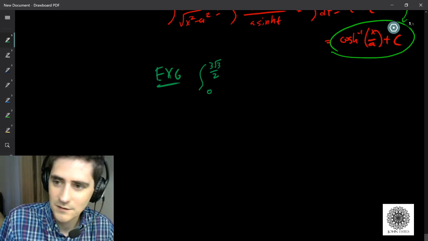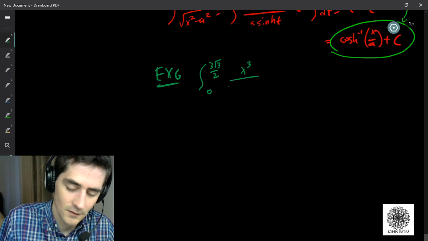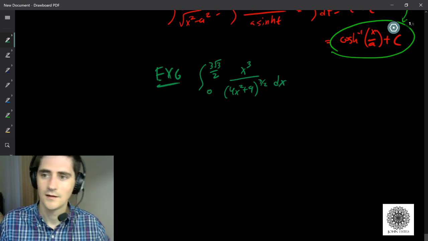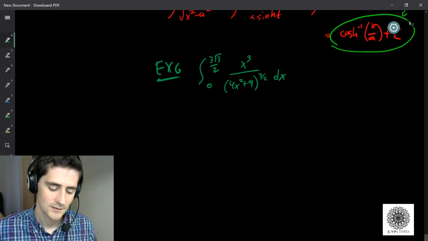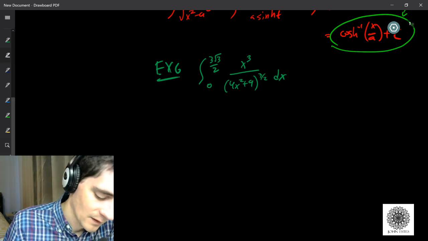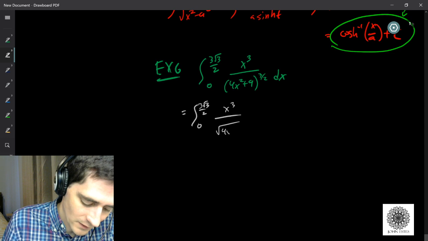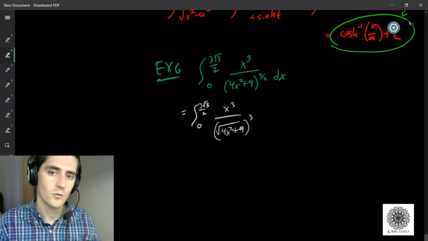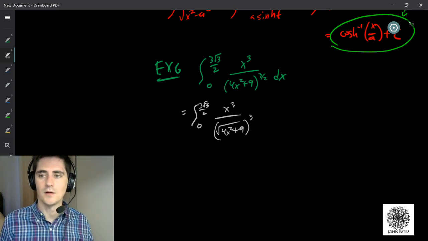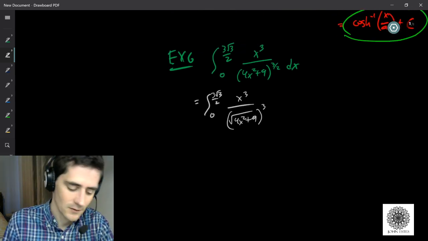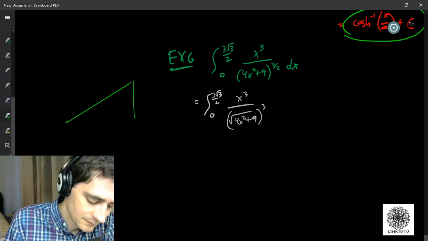And we have the expression x cubed over (4x squared plus 9) to the 3/2 power dx. This looks really tough. Okay, so what you have to remember is that the 3/2 power is the same thing as saying, from 0 to 3 root 3 over 2, x cubed over the square root of 4x squared plus 9, cubed, right? Because the 1/2 power means the square root, and then we're just cubing all of that. So this is actually a very similar situation to what we had already. We're going to draw a triangle again.